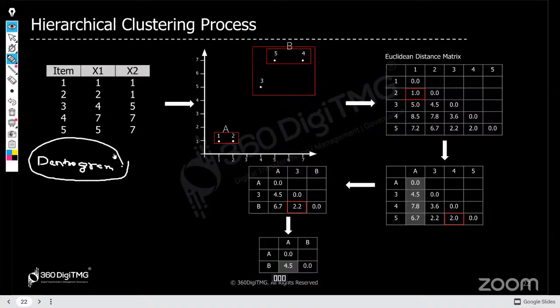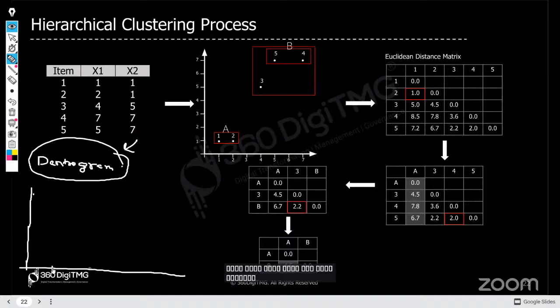This is called a dendrogram. Here what we will do? We will write all the data points on the x-axis: 1, 2, 3, 4, 5. After that, we will see which data points are nearest. So we understand that 1 and 2 are the nearest data points.